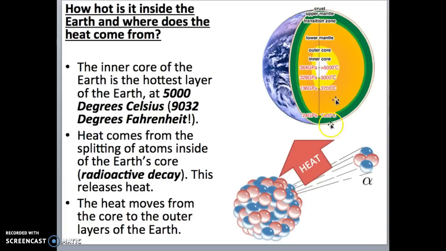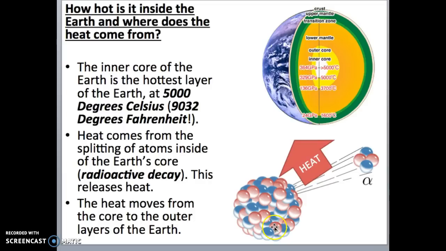So where does this heat come from? It comes from a process called radioactive decay, and this is a picture that demonstrates it. Radioactive decay is when one atom, which is really unstable by itself, releases a positive charge from inside of its nucleus. I know we haven't covered atoms yet, but basically it releases this positive charge, and whenever it spits it out, it releases heat at the same time.